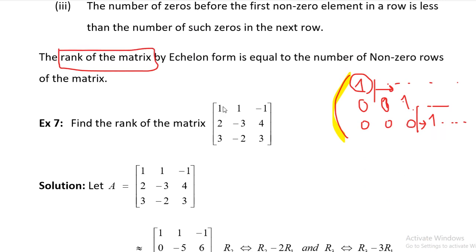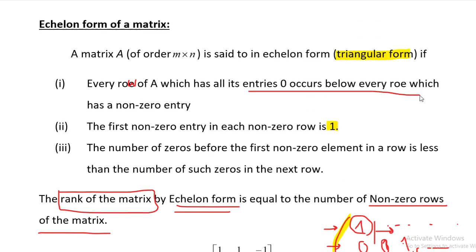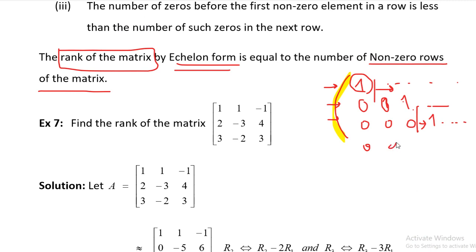If you get the echelon form, then the rank of the matrix is equal to the number of non-zero rows of the matrix in echelon form. So once you get the echelon form, count the number of non-zero rows. As I said, the zero rows are at the bottom. Every zero row should be at the bottom, so there may be a total zero row at the end, a row which has all zero entries. So if there are 4 rows and one row is completely zero, then the row rank will be 3. Why? Because the non-zero rows are 3 and the fourth one is a zero row. That's how you can find the rank from the echelon form.